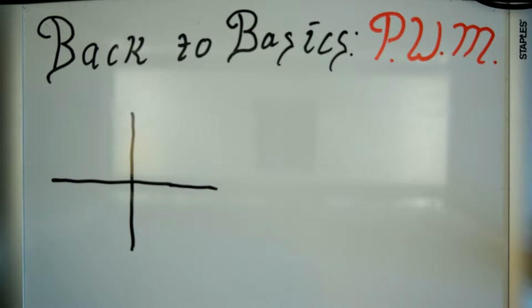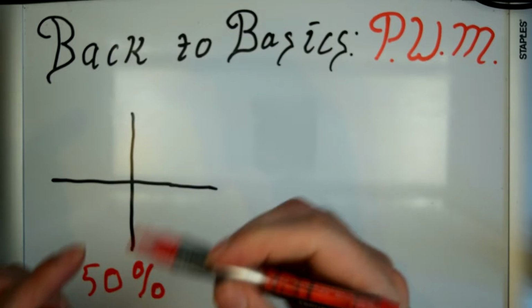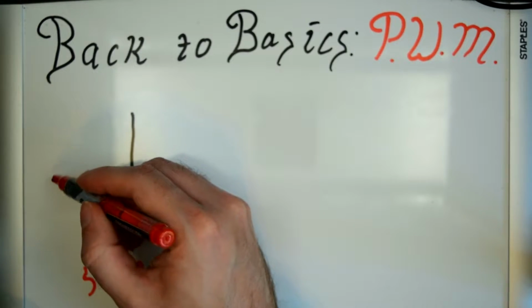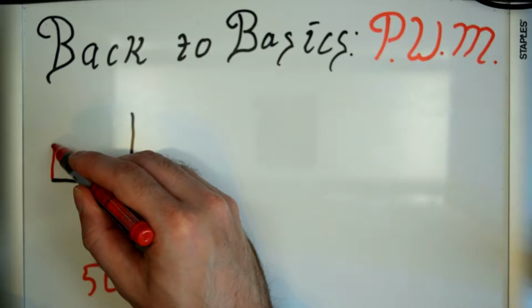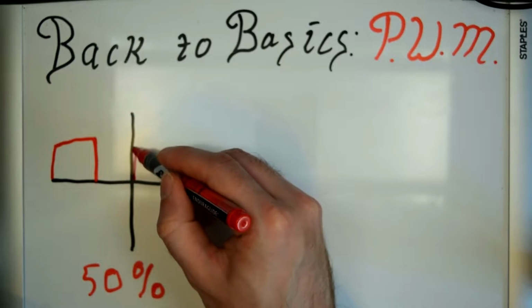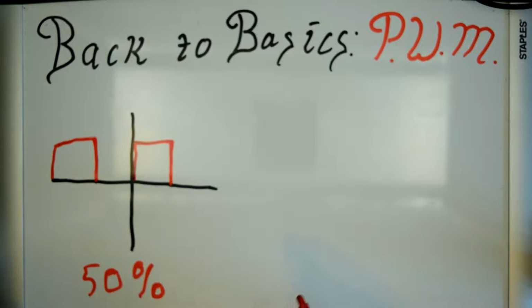So let's say we have a 50% duty cycle signal. That's going to look like this. Assuming this is your zero axis, we're going to have it on half of the time and off half of the time. So the duty cycle is just how long it's on in relation to how long it's off.